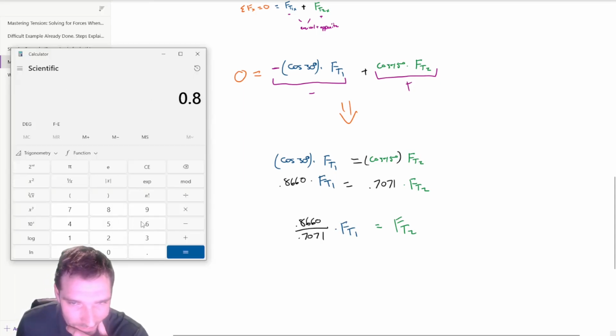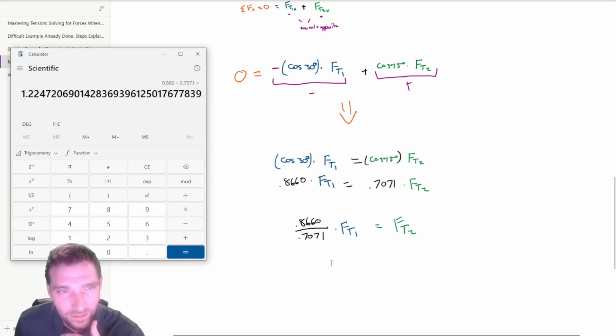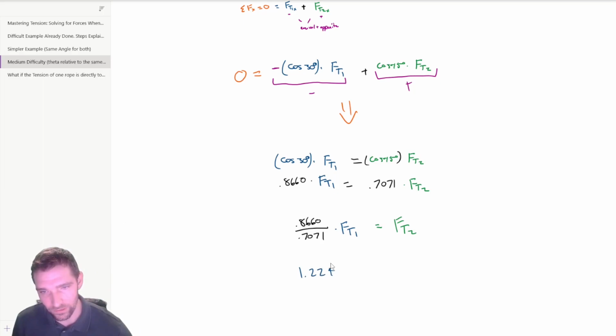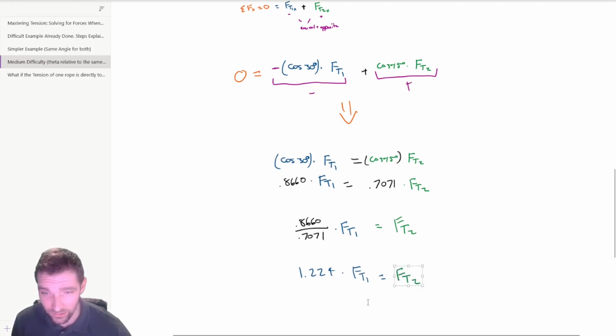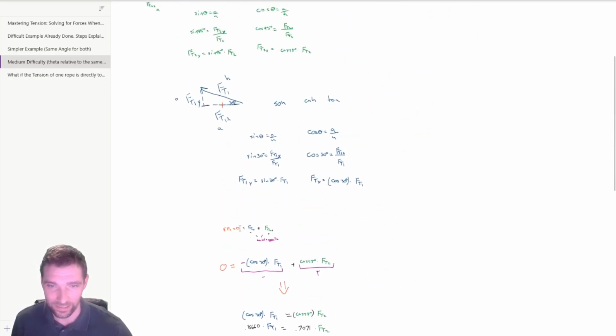So 0.8660 divided by 0.7071 is going to be 1.224 times the ft1 is equal to ft2. I'm going to do a little color coordination because it helps you see where these numbers came from. So now that we have ft1 and ft2 relative to each other, we can then plug that into the y-axis.